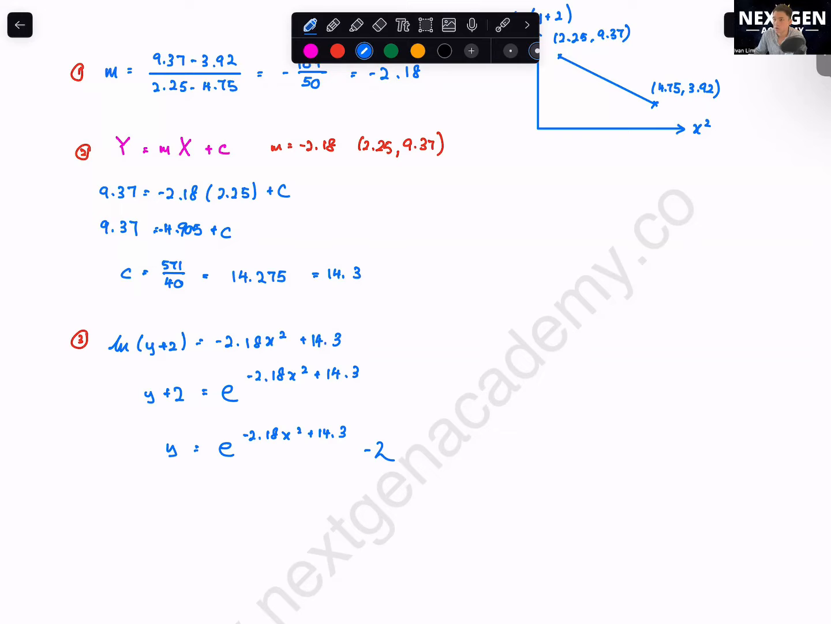Okay, good. Give me a 1 in the chat. Sir, I separated 2.18 and 14.3 into e to the power of negative 2.18 x squared times e to the power of 14.275. Is that okay? They never specify lah.